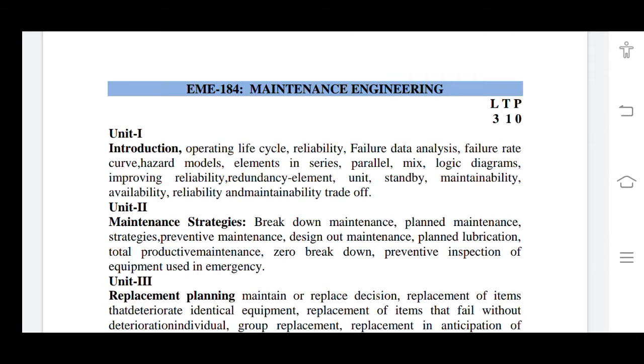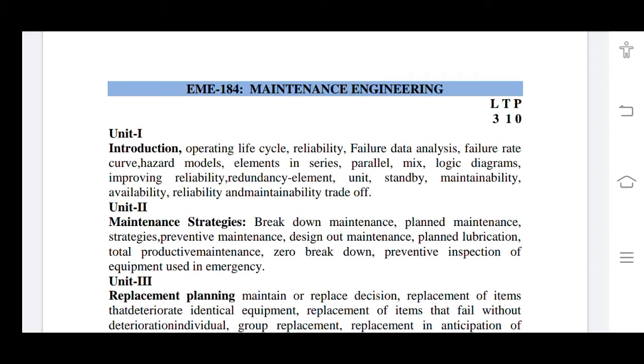So students, first we have to understand what is maintenance. So these topics also I have covered in your classroom lectures, but first we repeat all these topics and discuss it. After that we can understand it in a better way. So what is maintenance?